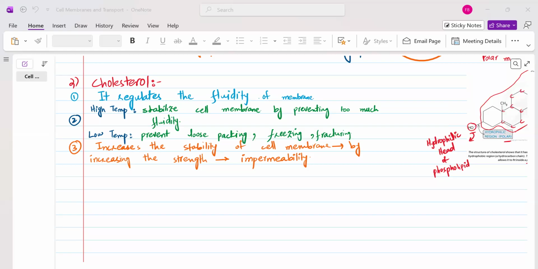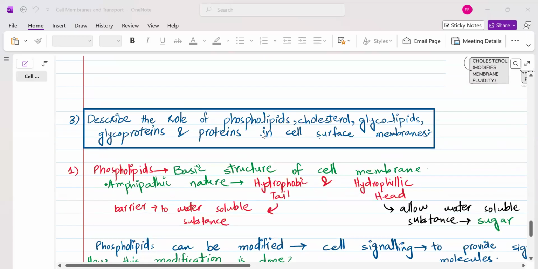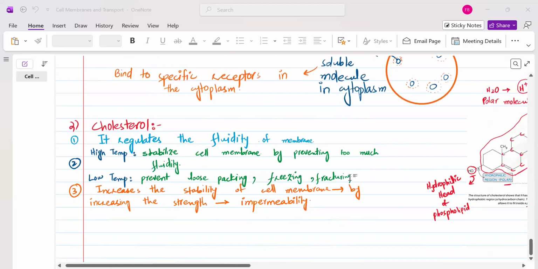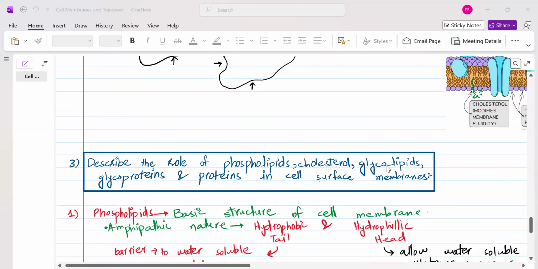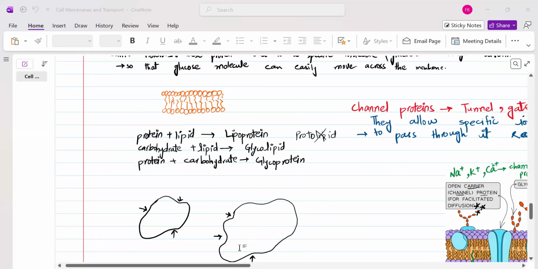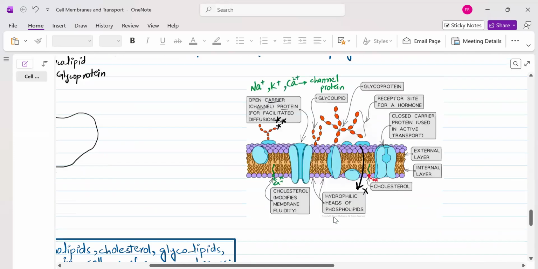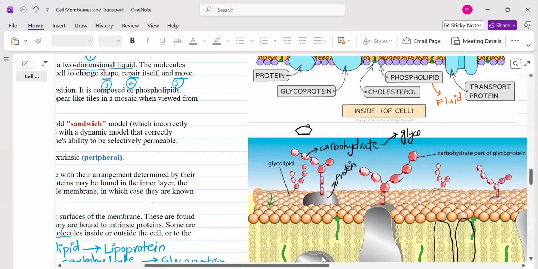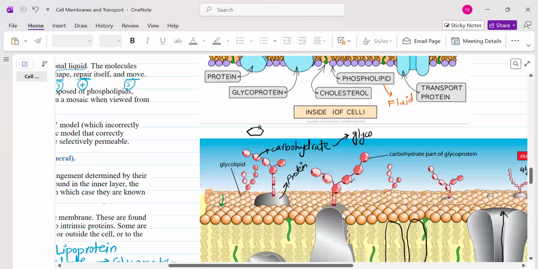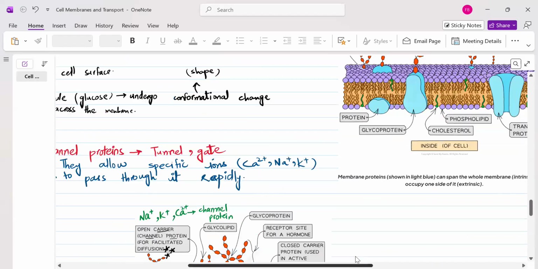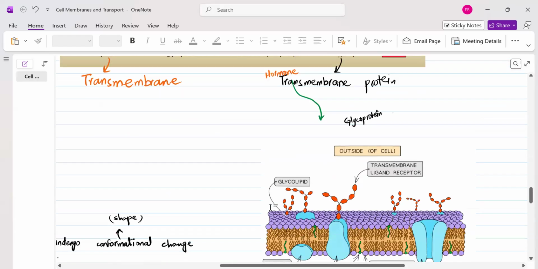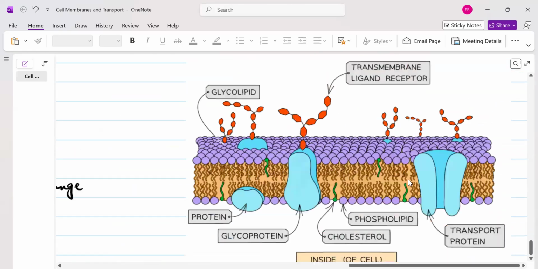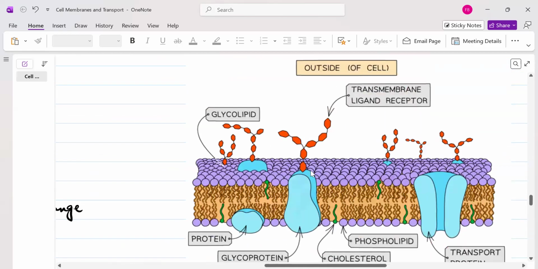Okay. Now, after that, we have to discuss the role of glycolipids and glycoproteins. We have discussed the role of phospholipid and cholesterol in detail, and also one of the functions of glycolipid we have discussed earlier. If you see this image over here, where is this? Wait a minute. Yeah, this one. If you remember this one, what is this molecule known as? What is the name of this molecule?